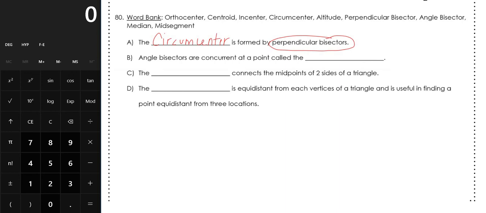B. Angle bisectors are concurrent, which means they cross, at a point called the blank. Okay, angle bisectors cross at something known as the incenter. C. The blank connects the midpoints of two sides of a triangle. The midpoint of two sides of a triangle, we're looking at midsegment. The midsegment connects midpoints of two sides of a triangle. So we're going to label in midsegment.